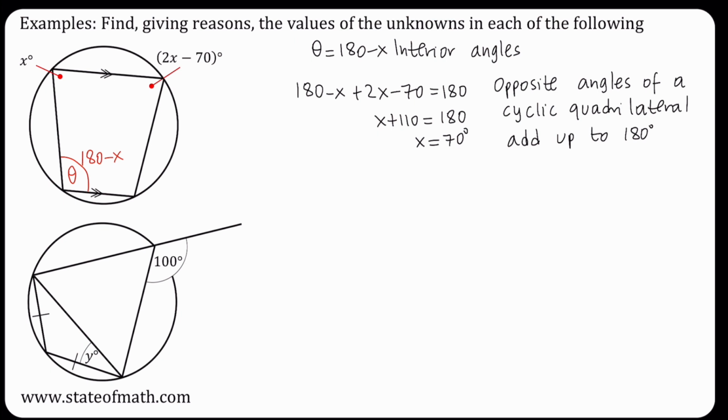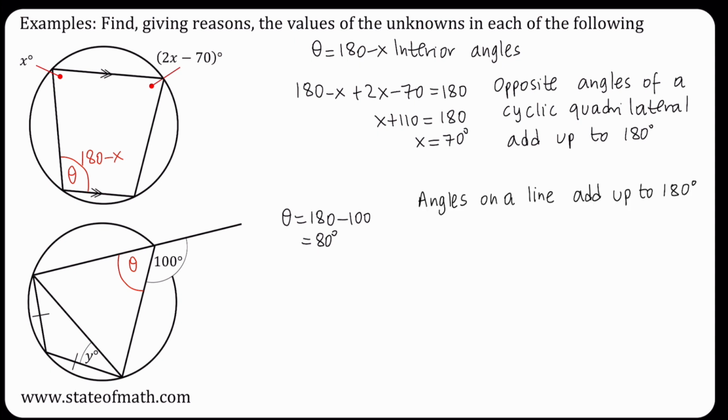In the second example, we need to find the angle y here. So I will start with the 100 here. I will call the angle within the triangle here theta. So we can start by saying that theta is 180 minus 100, which gives a result of 80 degrees. And the reason is that angles on a line add up to 180 degrees.